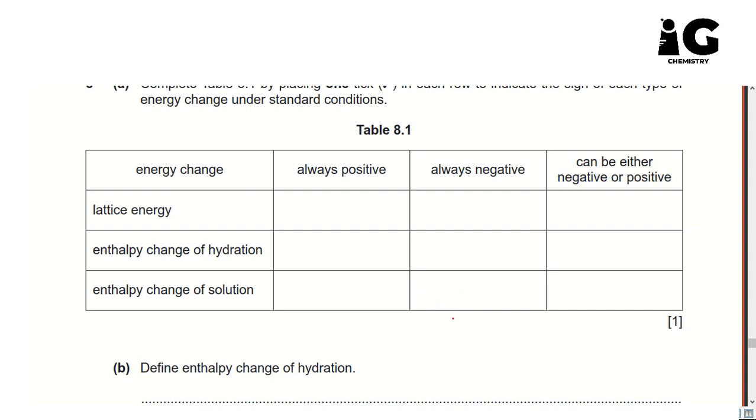Now we need to take, this is energy change. The first one is lattice energy. You know, guys, lattice energy is produced by the combination of two gaseous ions to form ionic solids. So actually this is always negative. It must be always negative.